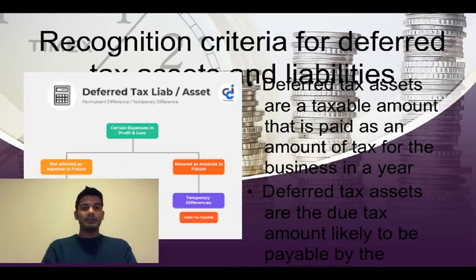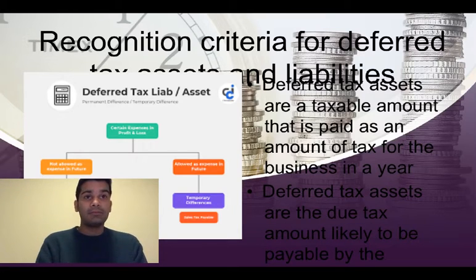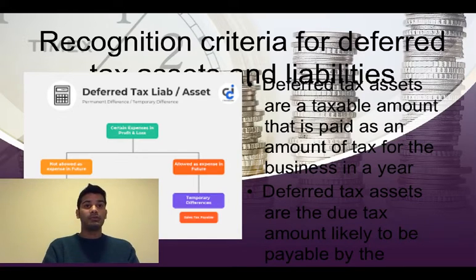In this slide, I'm going to discuss the recognition criteria for deferred tax assets and liabilities. The deferred tax liability amount occurs due to the future payment of tax liability on a temporary basis. Deferred tax assets are a taxable amount that is paid as an amount of tax for the business in a year. Deferred tax assets are the due tax amount likely to be payable by the businesses. Deferred tax expenses are the actual taxable amount computed on the basis of taxable income payable in 2019.